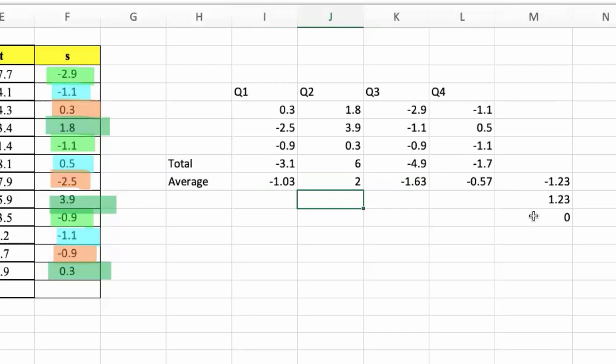So does anyone have any suggestions how I might allocate the 1.23 across the 4 quarters? I wouldn't make an adjustment on one of them. For example, I would not put in a 1.23 here. What will happen is when I make the adjustment, I'll turn that negative into a positive. So a negative 1.03 plus 1.23 will make it a 0.2. So I don't want to do that. Whatever is negative, I should keep negative, and whatever is positive, I should keep positive.